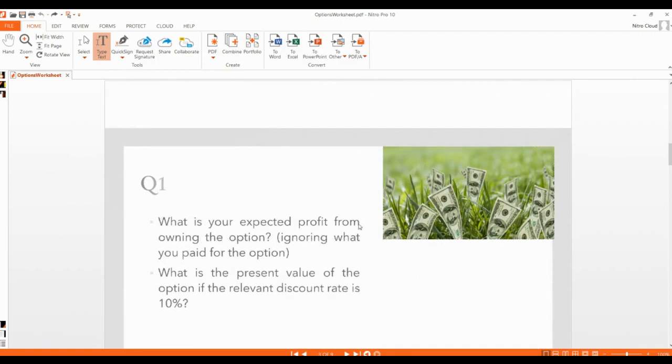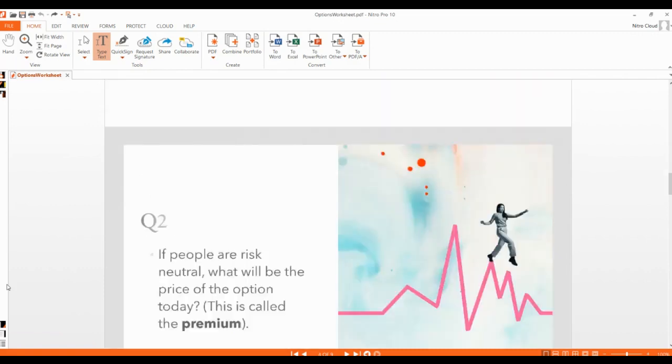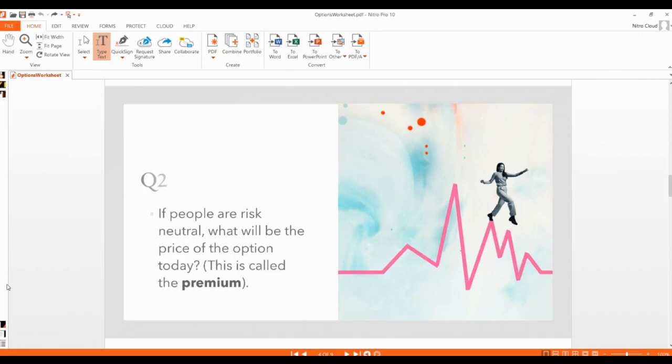So the first question is, what is your expected profit from owning this option? So ignoring how much you paid, just like we did on Monday, just think about if you had the option when next year rolls around, how much would you profit from it in expected terms? And second, what is the present value of that? Right? And question 2 says, if people are risk neutral, what does this tell you about the price of the option today, or the premium?